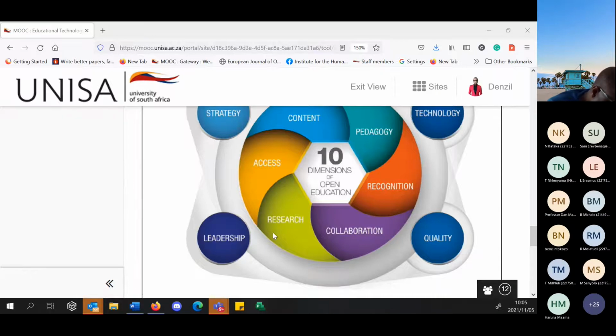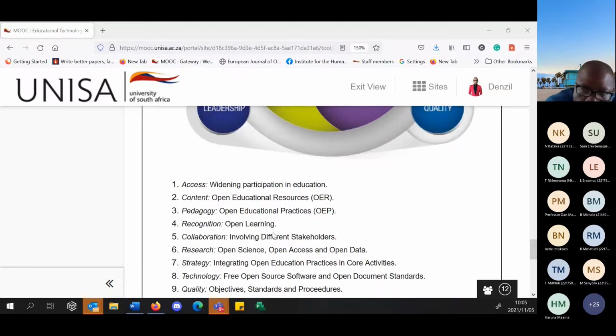If we look at these 10 dimensions of open education, access firstly means widening participation in education, right? So how do we use technology to widen participation in education? Secondly is content, open educational resources. And one of the mandates, as I said, many people are now pushing open educational resources, OERs. And remember, open educational resources are not just text-based. They need to be in digital format, right? So it's multimedia resources, audio casts, podcasts, etc. Even going as far as images that are licensed under a Creative Commons license.